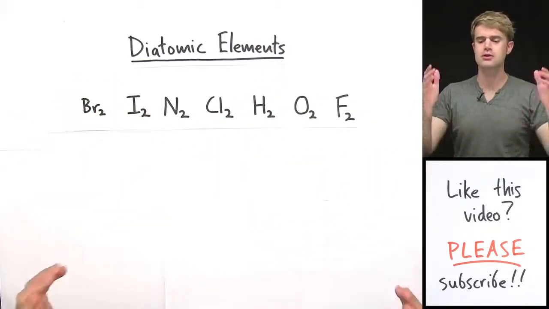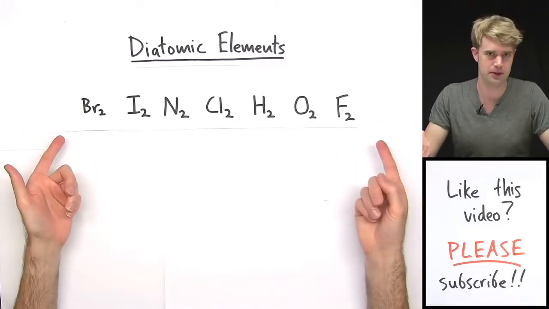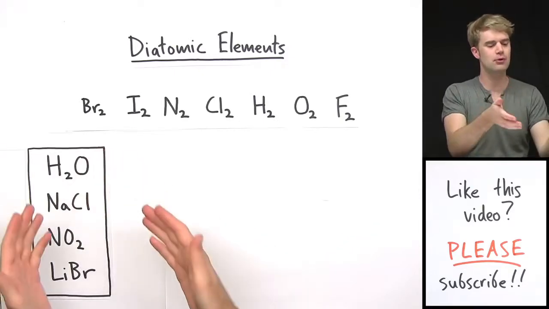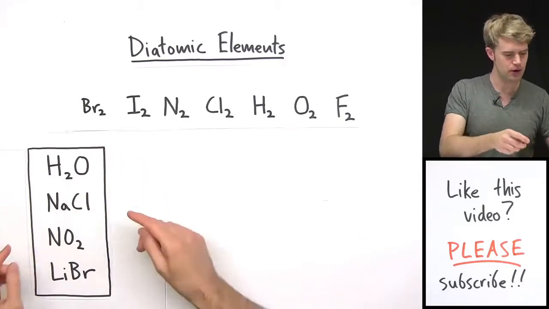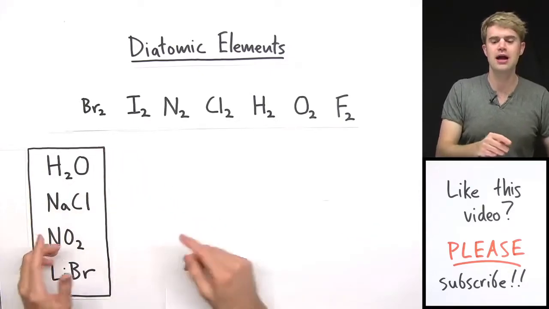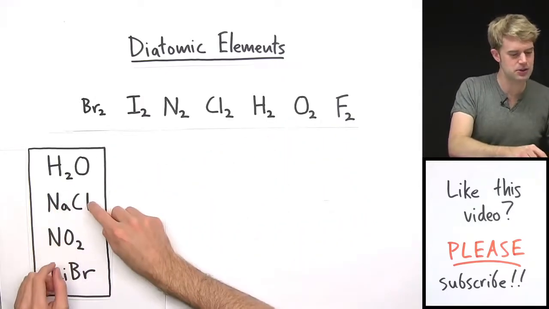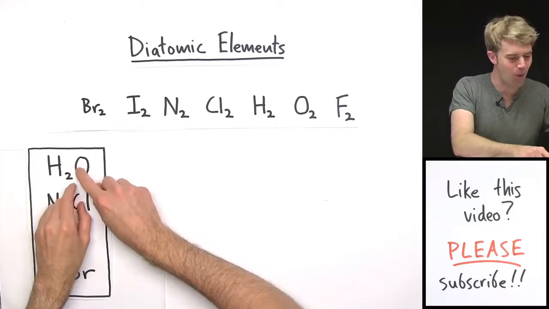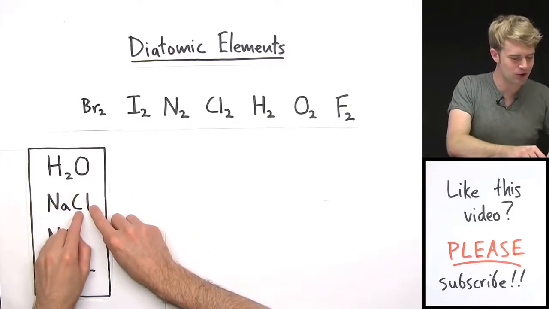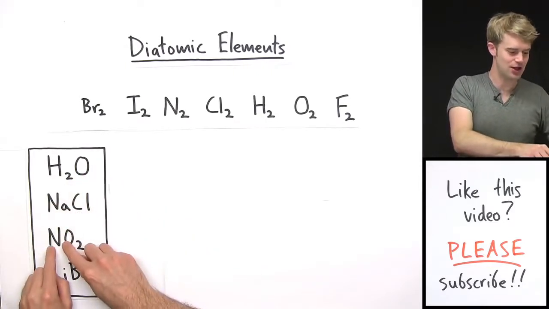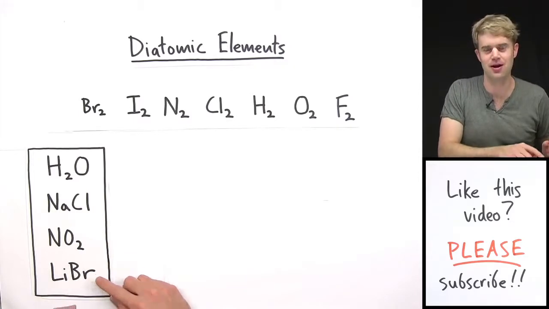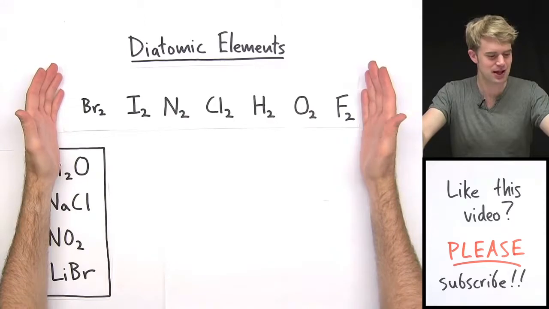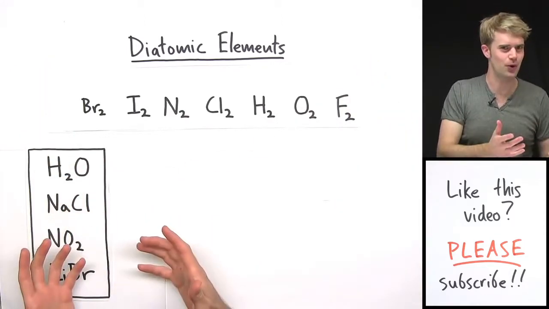Okay, so after you learn about the diatomic elements, it can be kind of confusing when you run into formulas for chemical compounds like these. Okay, all of these formulas contain diatomic elements, but there's only one atom of them. So here we have one oxygen atom, one chlorine atom, one nitrogen atom, one bromine atom. So can you see why this is kind of confusing? Because here they're in pairs, and here they're individual.